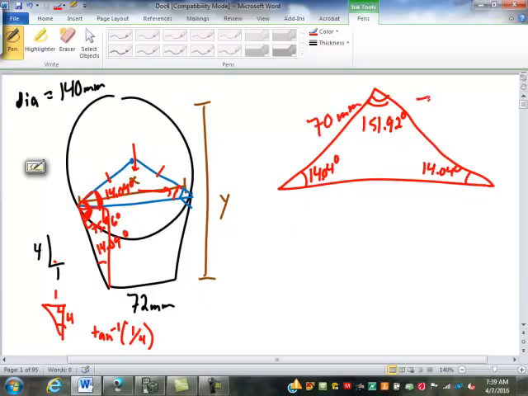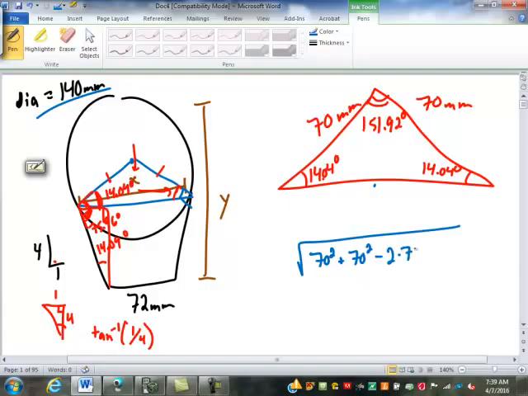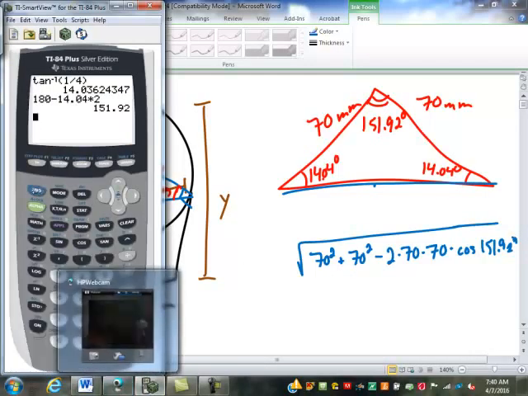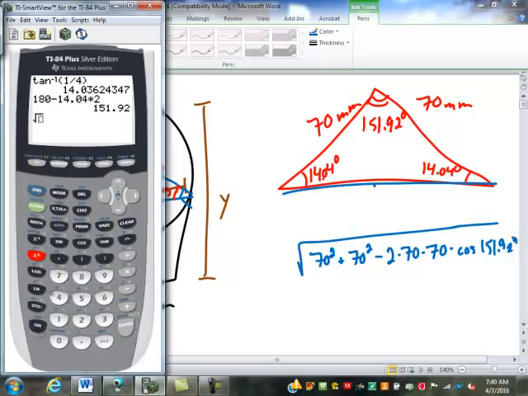70 millimeters, 70 millimeters, because I have half the diameter for the radius. That makes this side over here the square root of 70 squared plus 70 squared minus 2 times 70 times 70 times the cosine of 151.92 degrees. Right? That length is what we're trying to find. This is our law of cosines, basically.